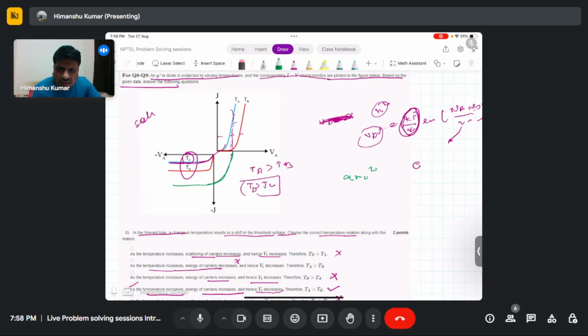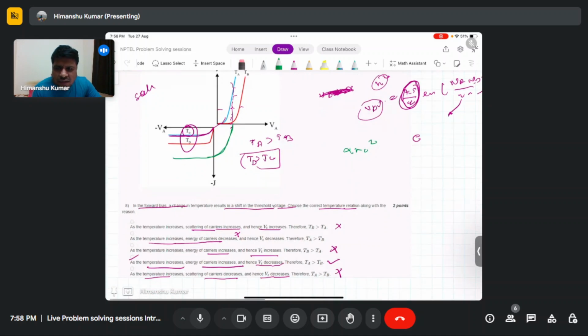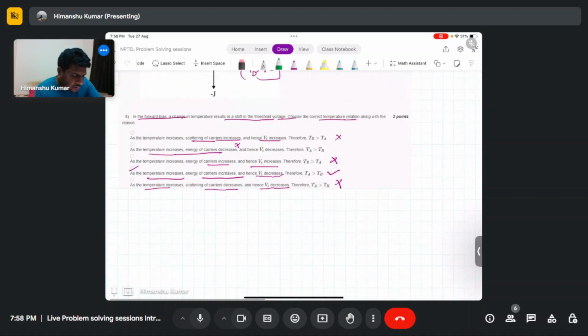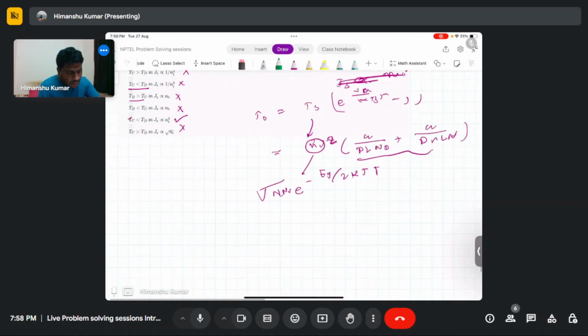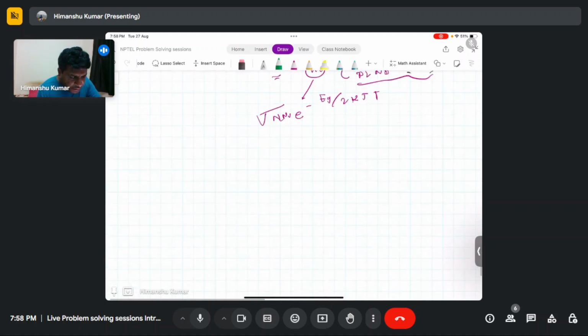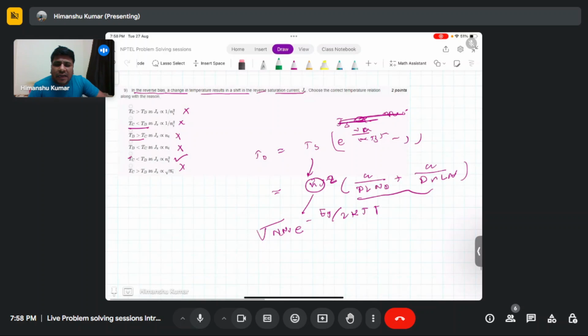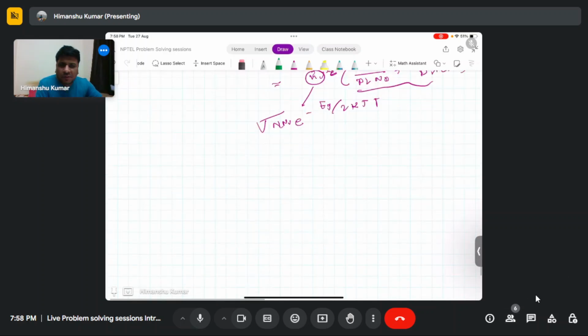Did that answer your query? Okay. So yeah, if you have any doubt up to now, you can ask before moving to the next problem.